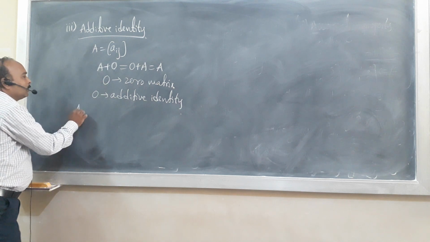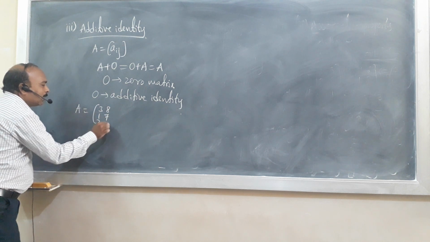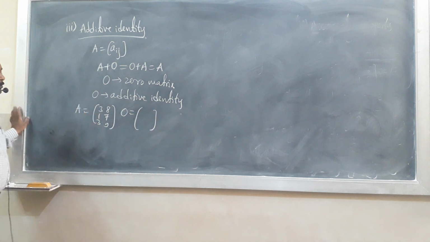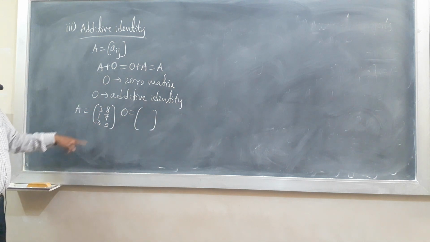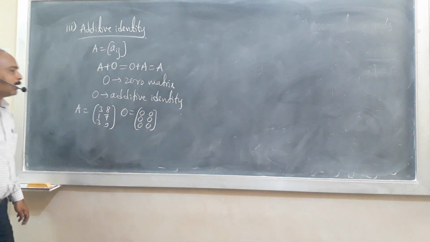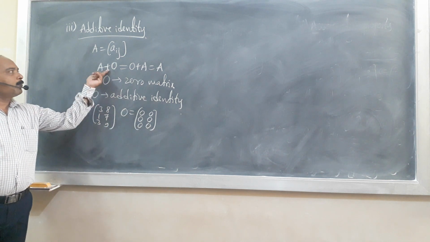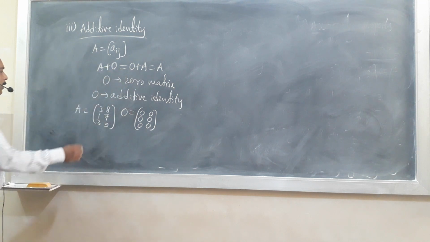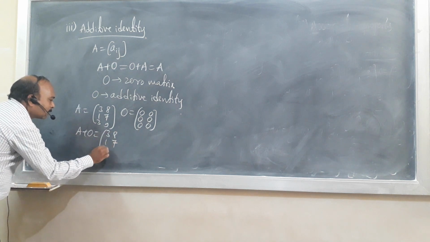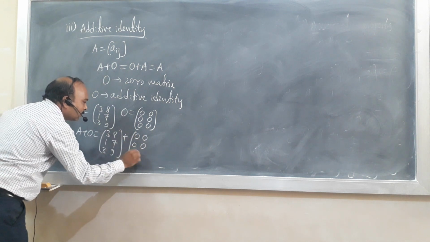For example, if you take A equal to 3 8 1 7 3 9, and O equal to, now it is of order 3 by 2. Similarly here I observe that it is 0 0 0 0 0 0. It is the null matrix. By using this we can add A plus O or O plus A. What you get? A plus O equal to 3 8 1 7 3 9 plus 0 0 0 0 0 0.